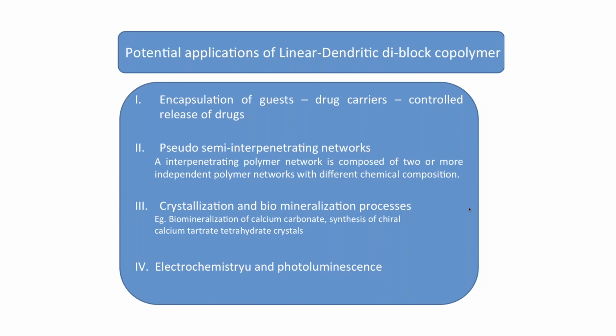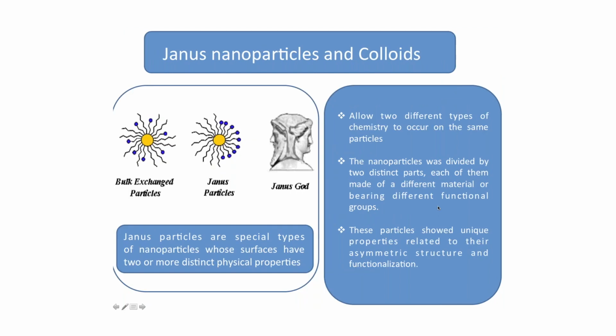Potential applications of linear dendrimer diblock polymers: a lot of them I've seen as useful for drug delivery systems, drug carriers. They can be used to form what we call semi-interpenetrating networks and even hosts for crystallization and biomineralization processes. Some of them have been used for electrochemistry or photoluminescence. Why? Because the big head group or the dendrimeric group can have a very high density of functional groups, including dyes, and the linear polymer can be a conducting polymer as well.